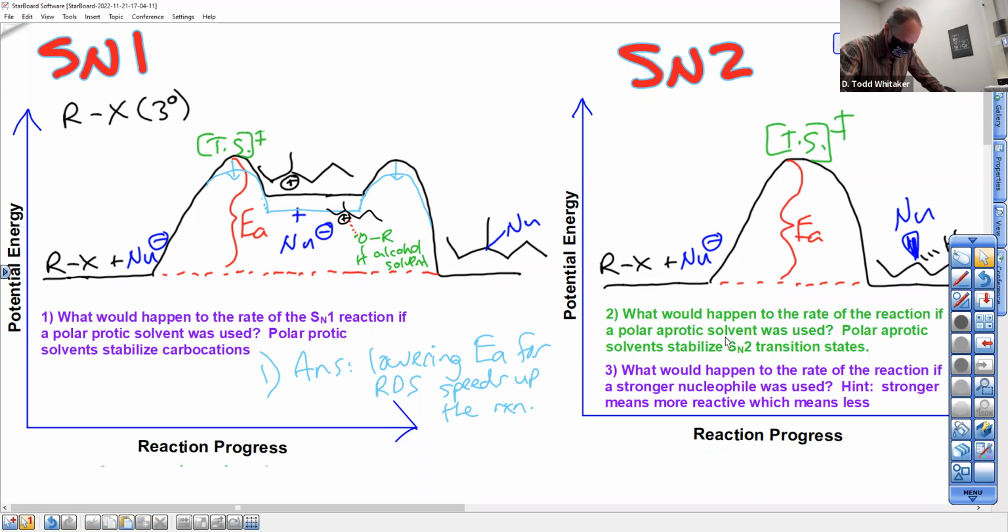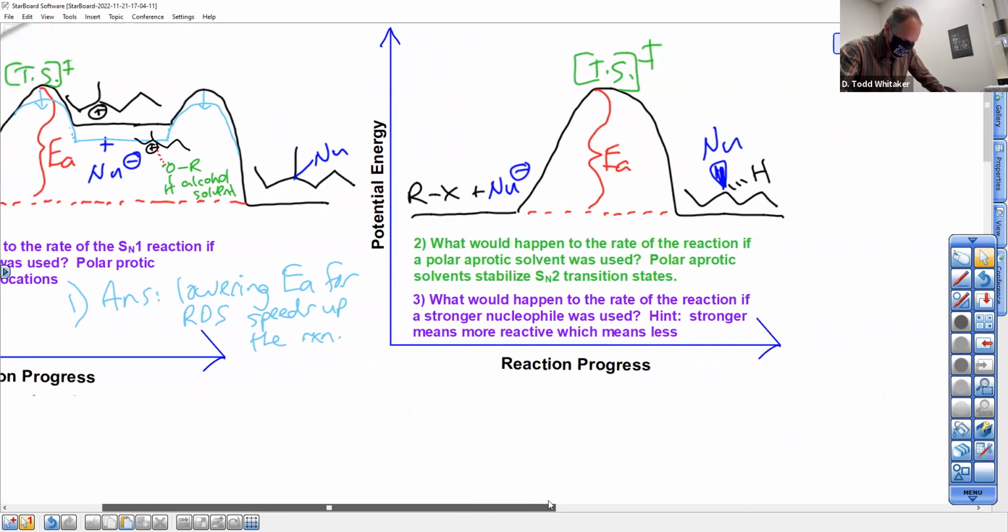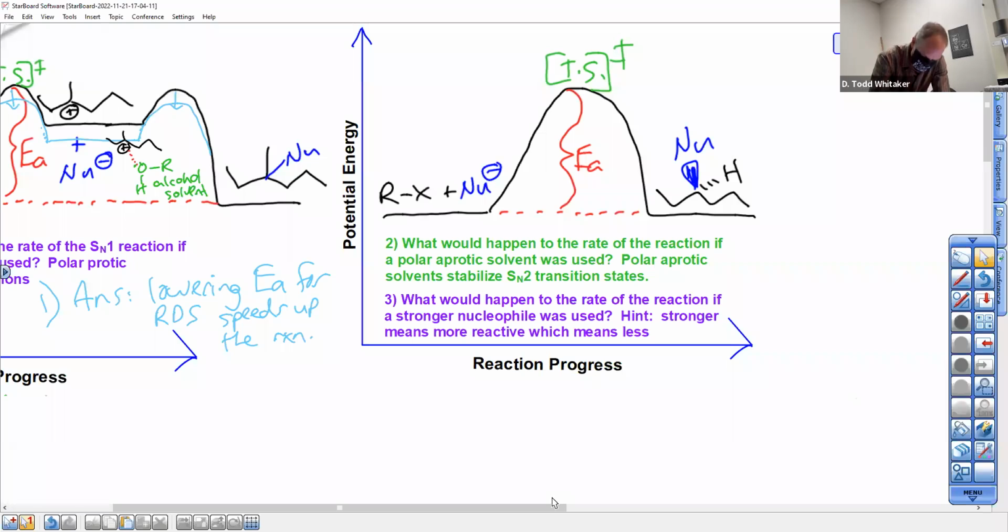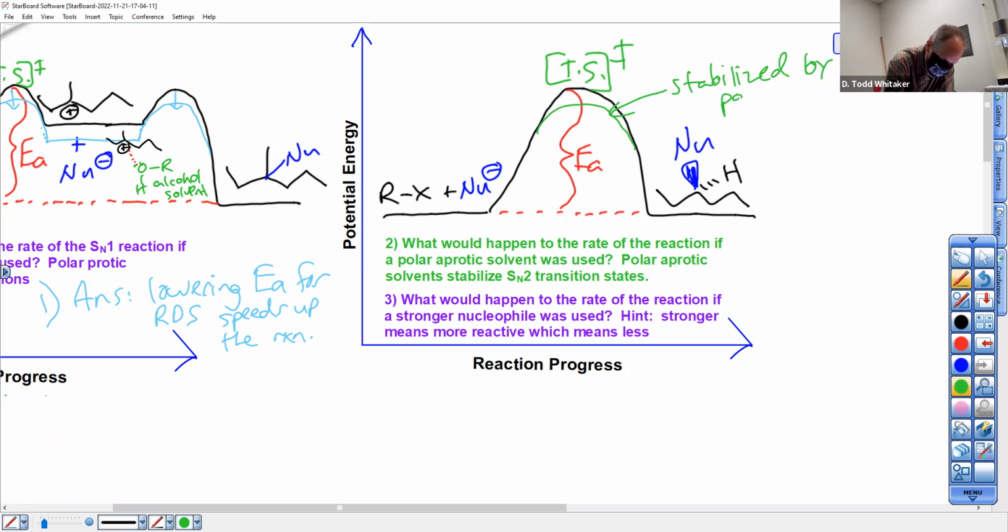A polar protic solvent was used, which stabilizes the transition state. Well, if you're stabilizing the transition state, it means you're lowering the energy of this hill. You're only talking about the top of the hill this time. You're pushing down the top of the hill. Stabilized by polar protic solvent. Okay, so when you did the polar protic solvent, the hill's now smaller.